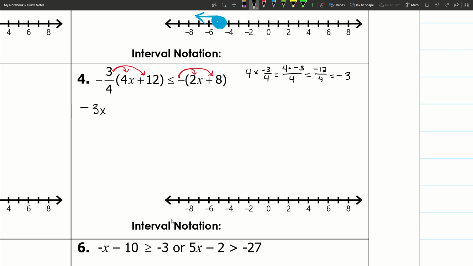We have to do the same thing again, but with our 12, so we have 12 times negative 3 over 4, which means we're going to do 12 times negative 3 divided by 4. 12 times negative 3 is negative 36, and divided by 4 is negative 9. Remember, we need to distribute this negative sign in, so it wouldn't be positive 2x, it would be negative 2x. It wouldn't be positive 8, it would be negative 8.